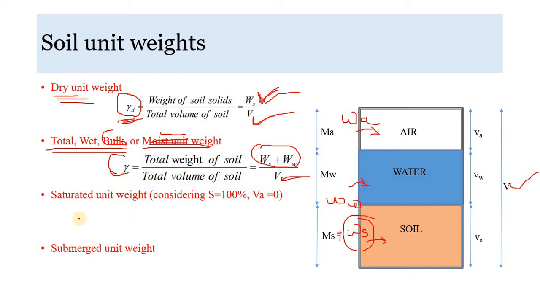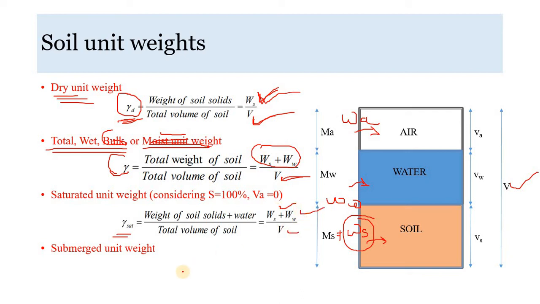Okay. Next, saturated unit weight. Saturated unit weight is the weight of soil plus weight of water to the total volume. Submerged unit weight is nothing but the saturated unit weight minus the unit weight of water.